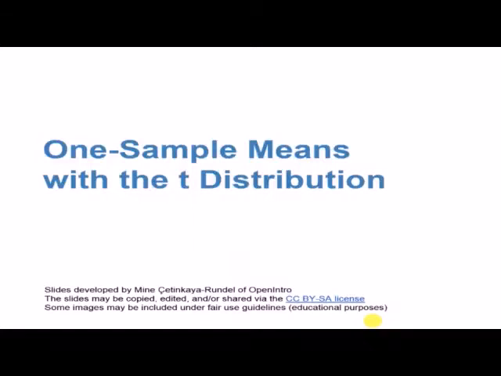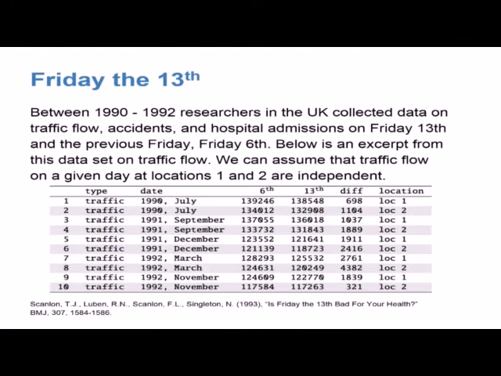Hi there. Today we want to talk about the one sample means with the t-distribution. We're going to do it through a slightly different example. So let's look at an example that looks at Friday the 13th. Between 1990 and 1992, researchers in the United Kingdom collected data on the traffic flow, accidents, and hospital admissions on Friday the 13th and the previous Friday, Friday the 6th.